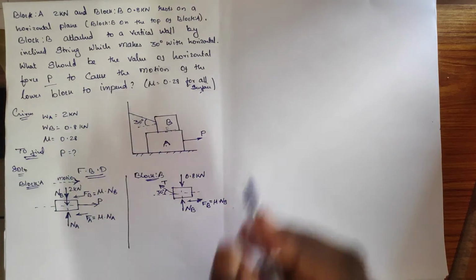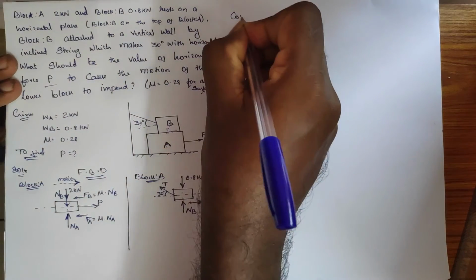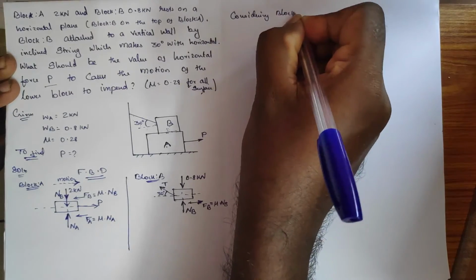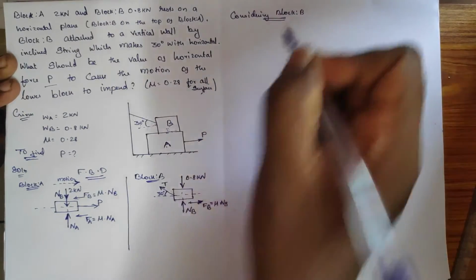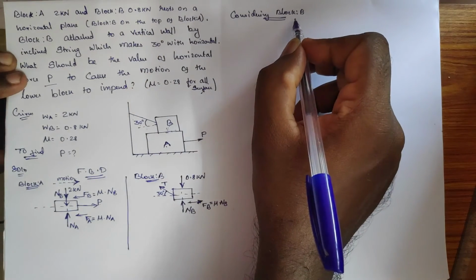Next, we shall consider block B. Why? Because it has the minimum number of unknown forces. Here we have NB, FB, NA, friction at A and P: 1, 2, 3, 4, 5, five forces are unknown. For block B, see 1, 2, 3, only three forces are unknown. So block B has the minimum number of forces, and we have to move with the minimum number of forces. So I have selected block B.